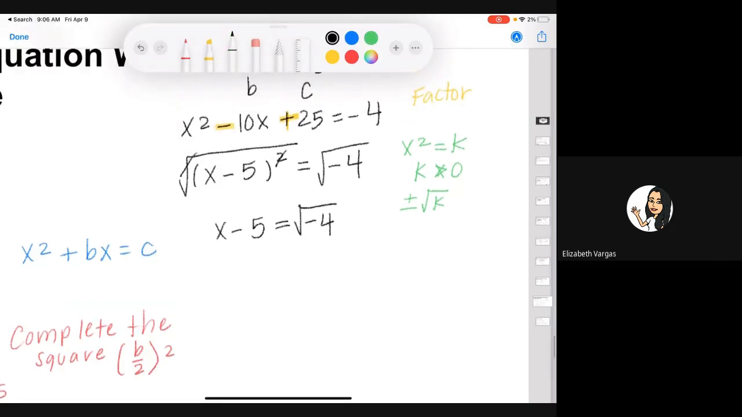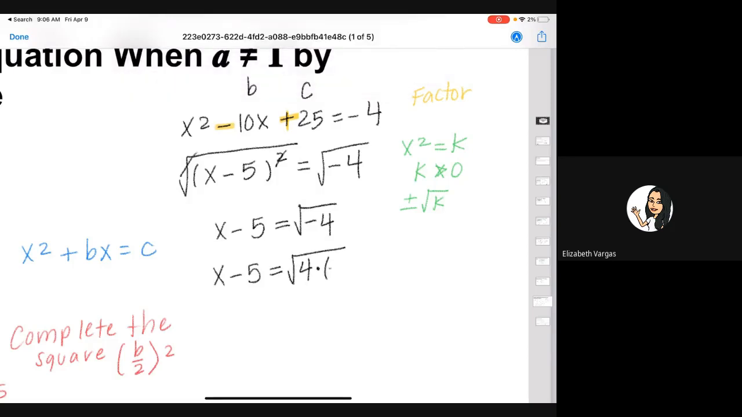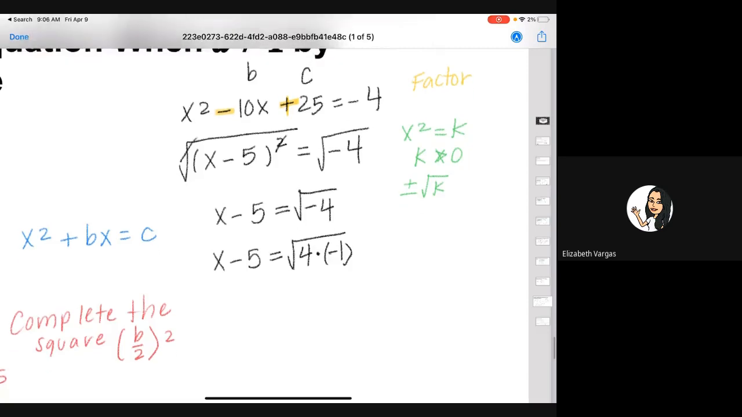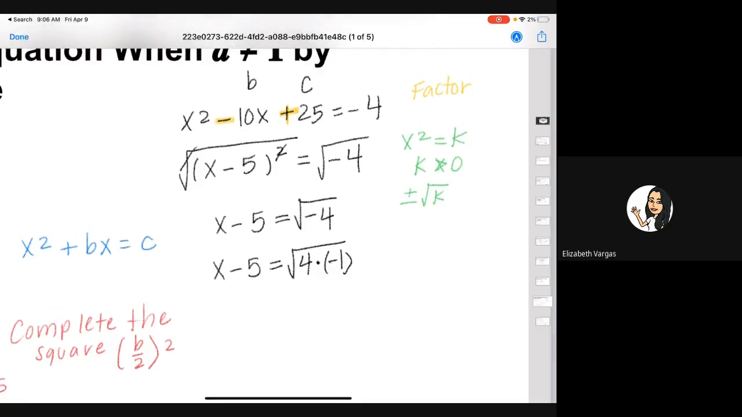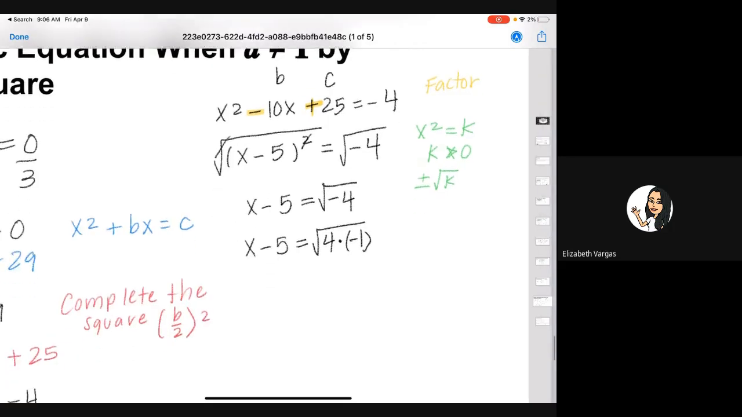So how do I solve for this? Well, you can't take the square root of negative numbers, but what you can do is make this 4 times negative 1, because 4 times negative 1 is still negative 4. So I can put 4 times negative 1 inside that square root and it would be the same thing. And I can solve now for the square root of positive 4. The square root of positive 4 is 2.